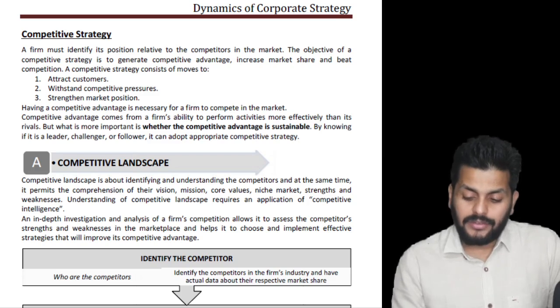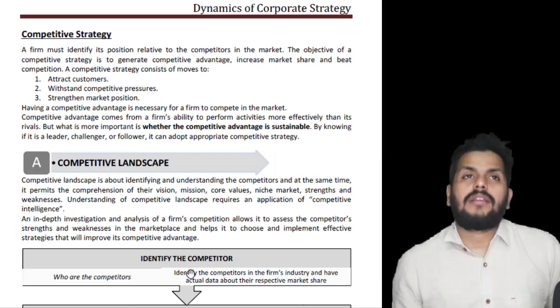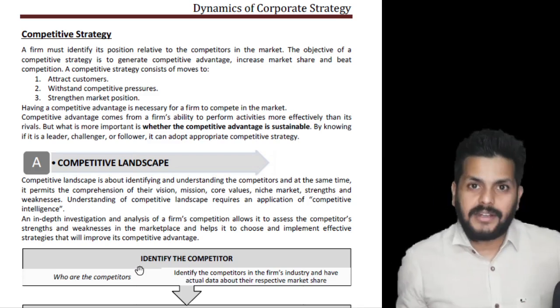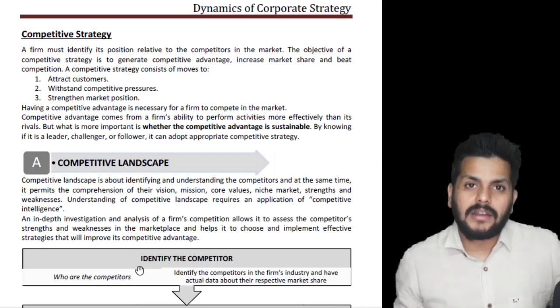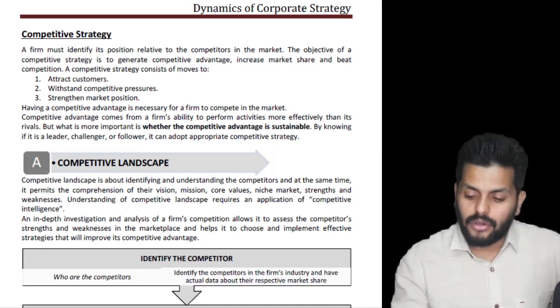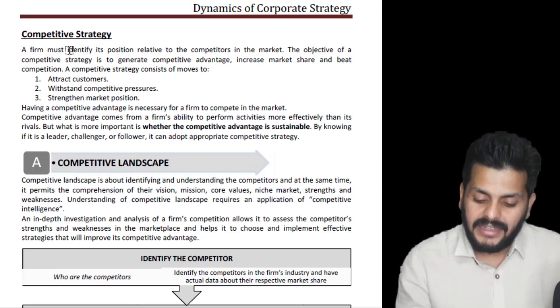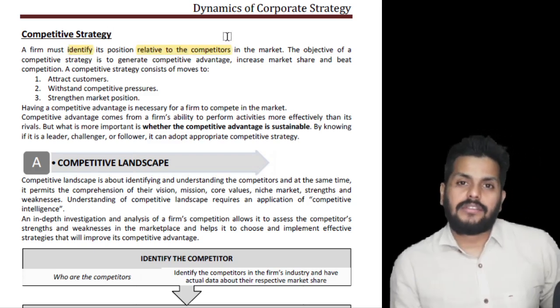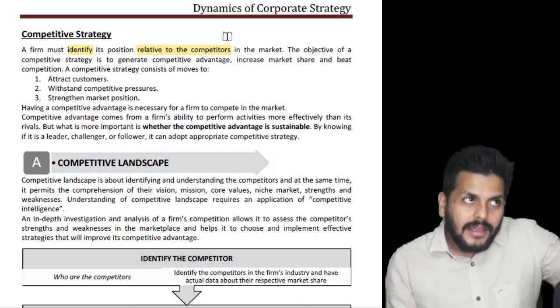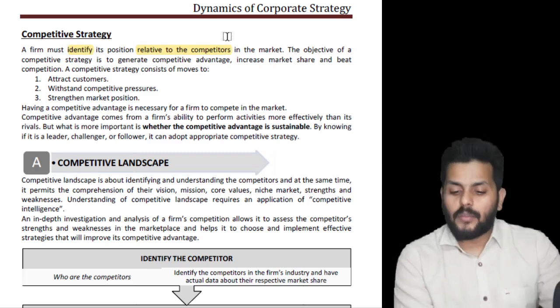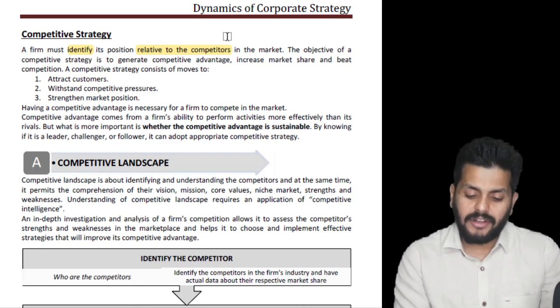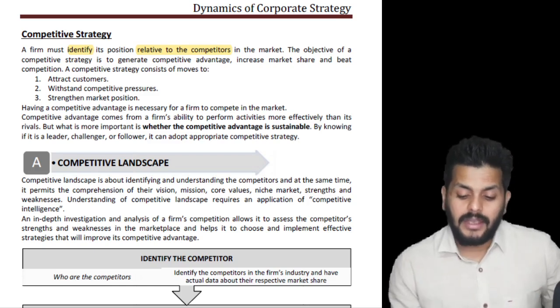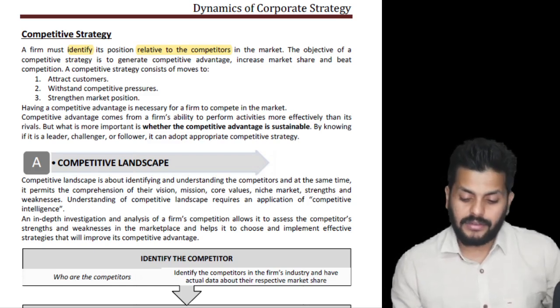A firm must identify its position. Sir, I am alone? No, definitely not. We are in a battle here. We are fighting it out with people. So, a firm must identify its position relative to competitors. Relative to competitors means in comparison to your competitors, where do you stand? A firm must identify its position relative to its competitors in the market.